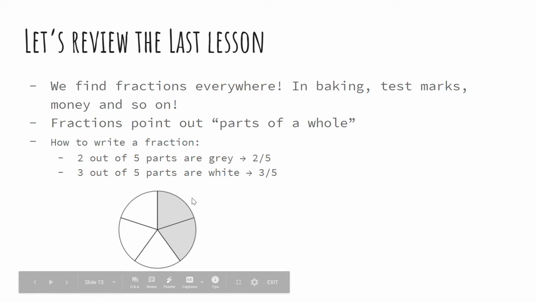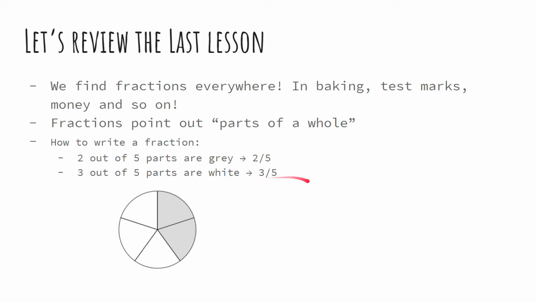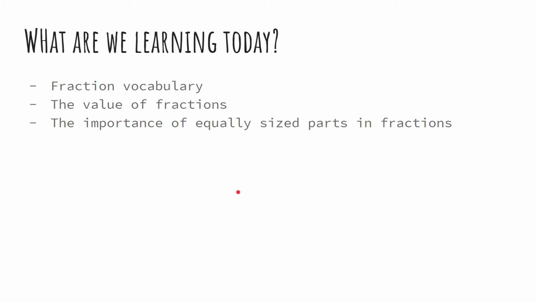So in this situation here, in the example I've given, 2 out of 5 parts are gray, which is written as 2 over 5. 3 out of 5 parts are white, which is written as 3 over 5.